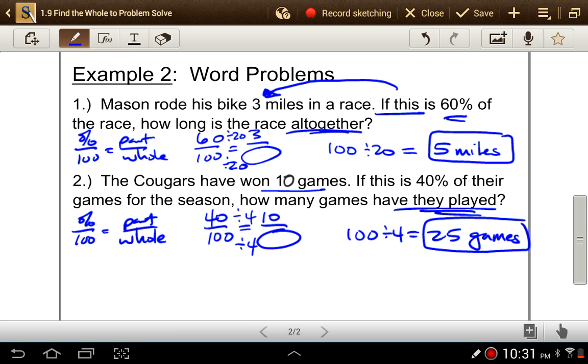So that is how you find the whole using equivalent ratios to find your answers. If you need to rewatch any of that, go ahead.